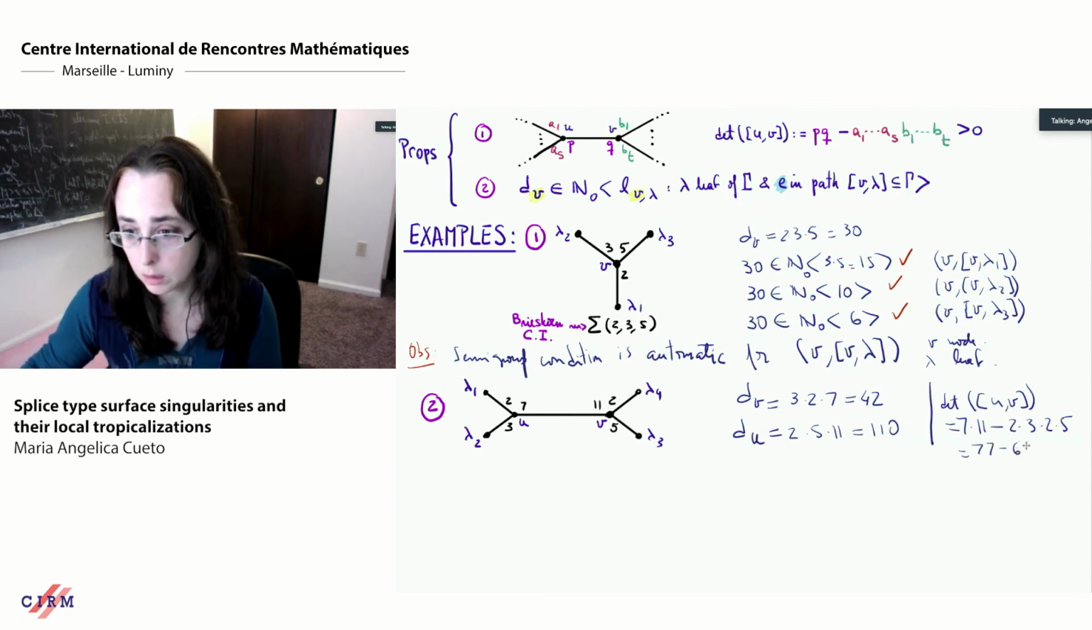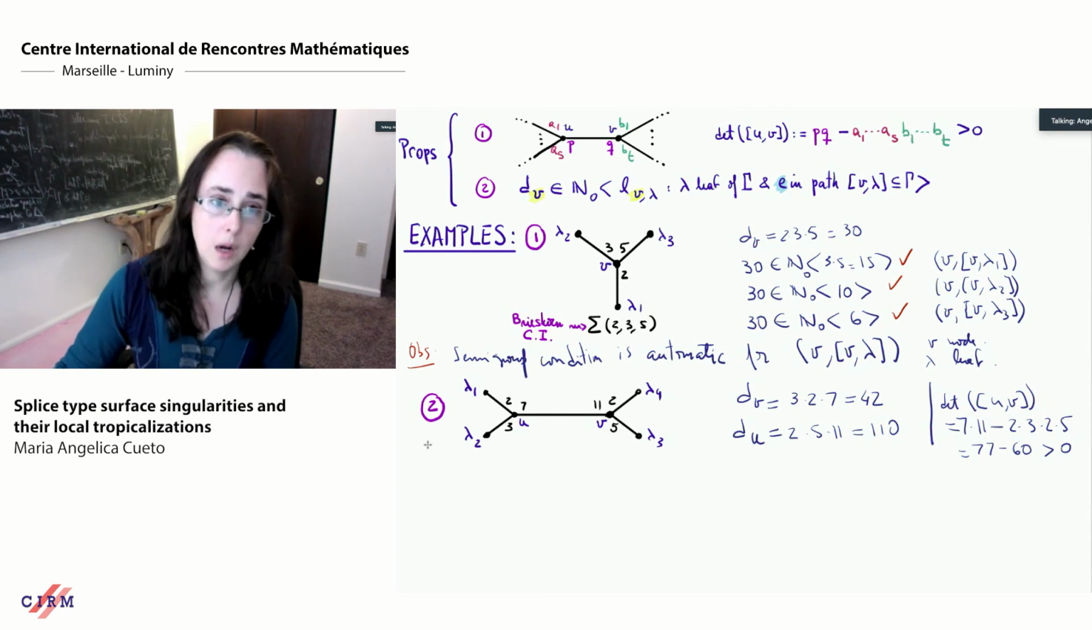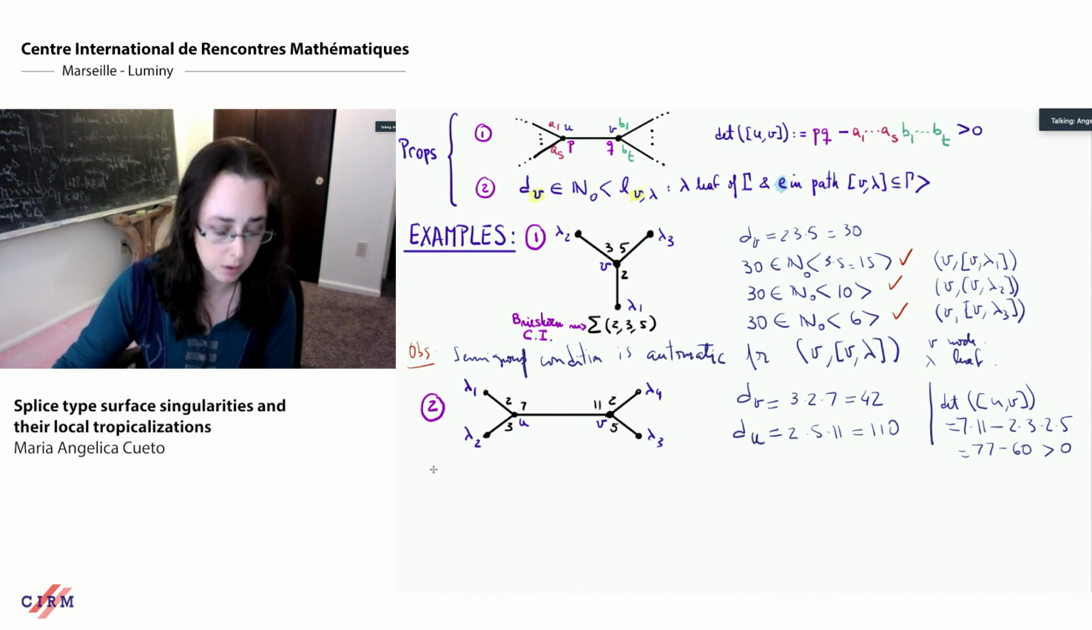minus 60, and that is clearly positive. Okay, so the edge determinant condition is valid. And now let's focus on the semi-group condition. As we said, we don't need to consider these 4 edges. So it's just one semi-group condition for each node in this case.